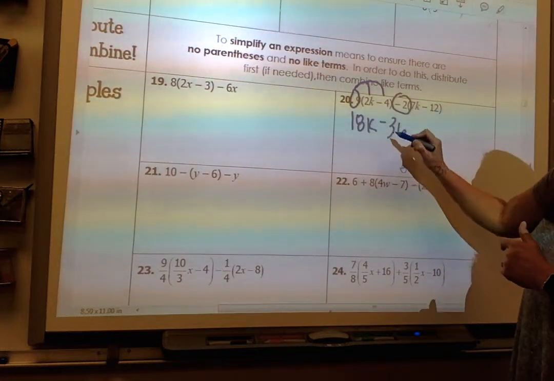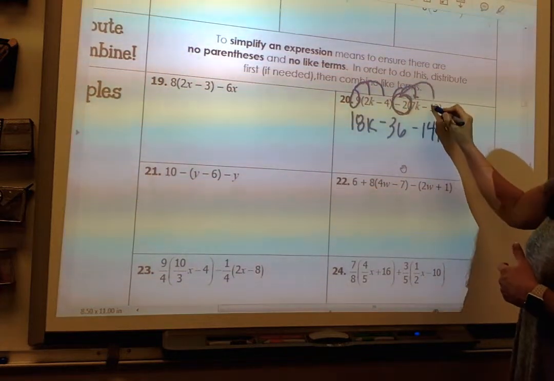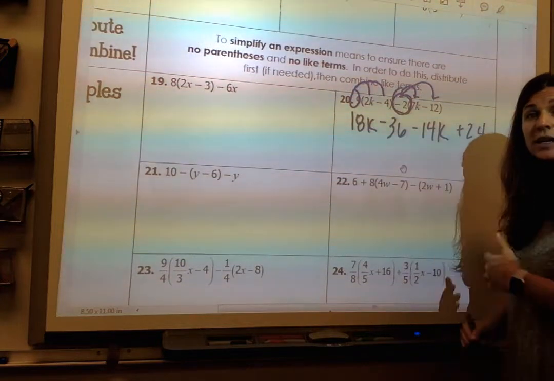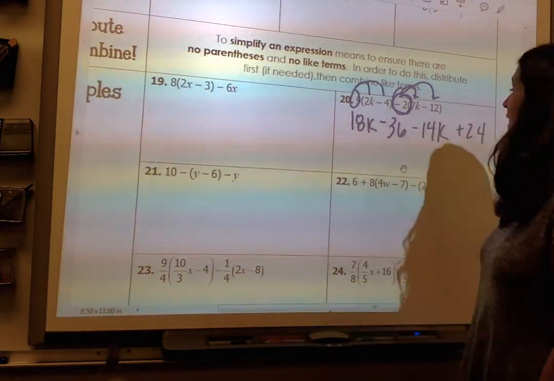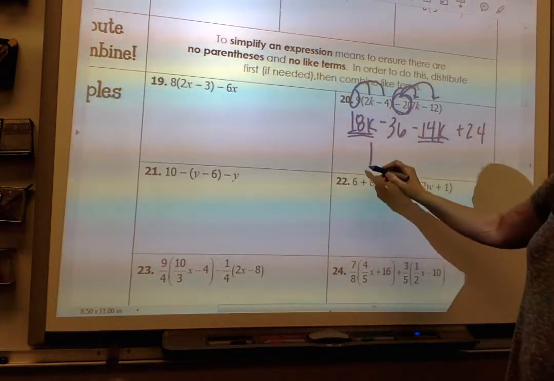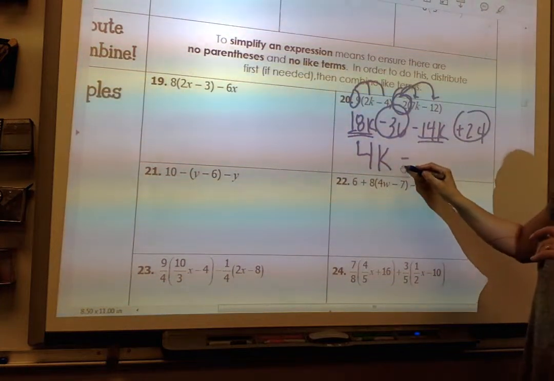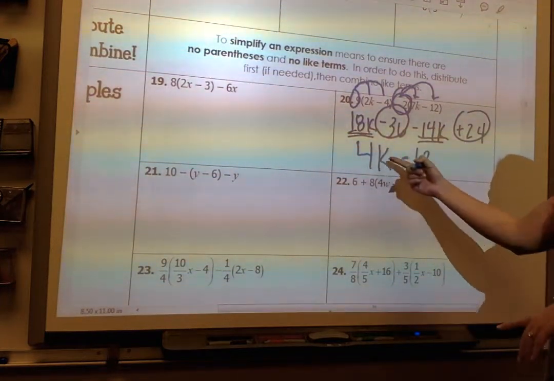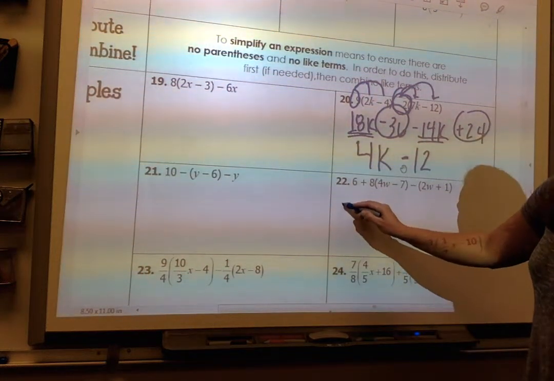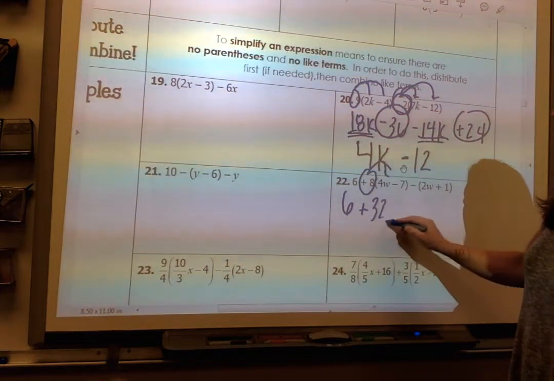Now I'm going to distribute this negative 2 times 7k is negative 14k, and negative 2 times negative 12 is positive 24. Now I look at my expression and I say, is it simplified? It's not. I've got this negative 14k and this 18k, which can be combined to 4k, and a negative 36 and a positive 24 is a negative 12. Now it is simplified.